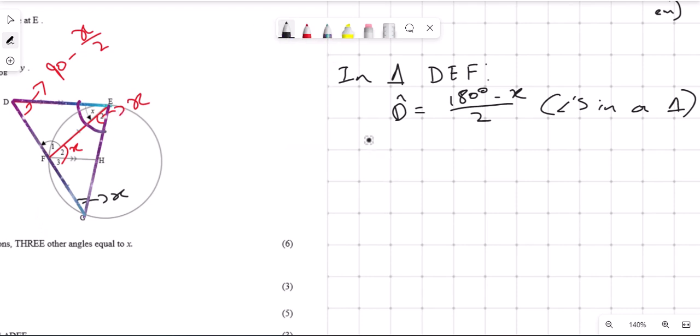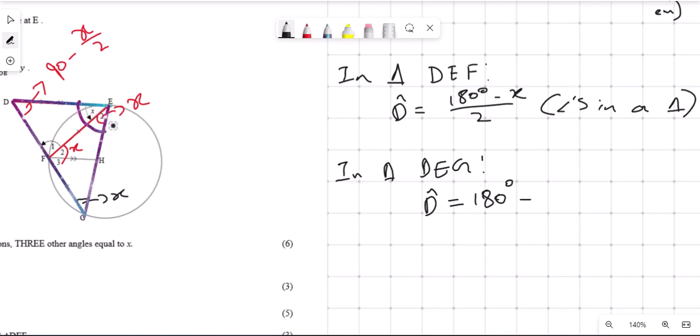Well, they're all equal. No, this is 2x, this is x. Do you see that? Yes. So I will say in triangle DEG, angle D is equal to 180 degrees minus what?